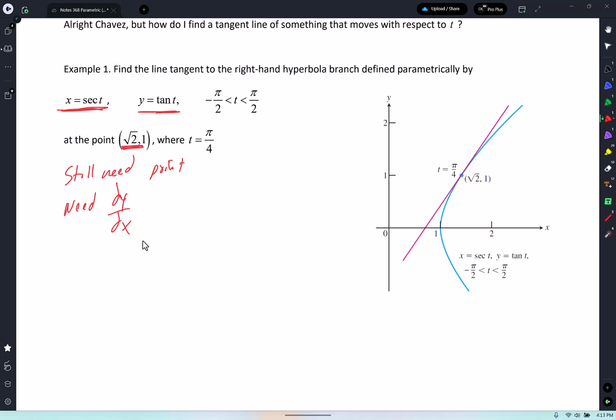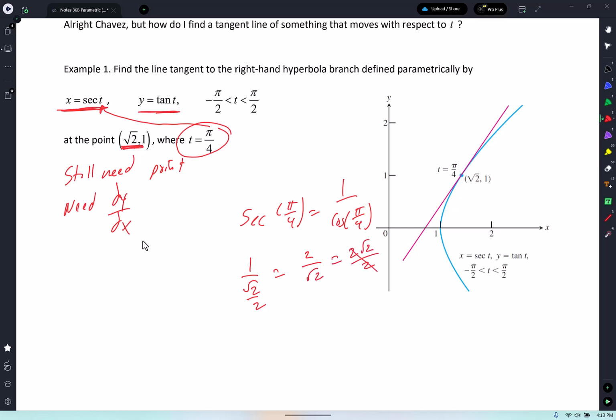Notice, they're nice to us. They give us a point. They didn't have to. They could have told us to find the tangent line at pi over 4. And how did they get these values? If you plug in pi over 4 into secant, secant of pi over 4 is square root of 2. How? Remember that secant is 1 over cosine of pi over 4. And so 1 over square root of 2 over 2 is 2 over square root of 2, so 2 square root of 2 over 2. See how we got this? Sorry if I'm going too fast, but does that make sense? They didn't have to give us a point. So how do I get the y value? y equals tan of t, so tan of pi over 4. Well, that is 1. See?